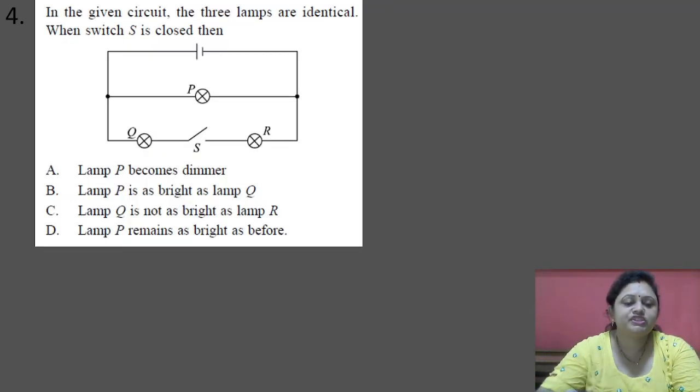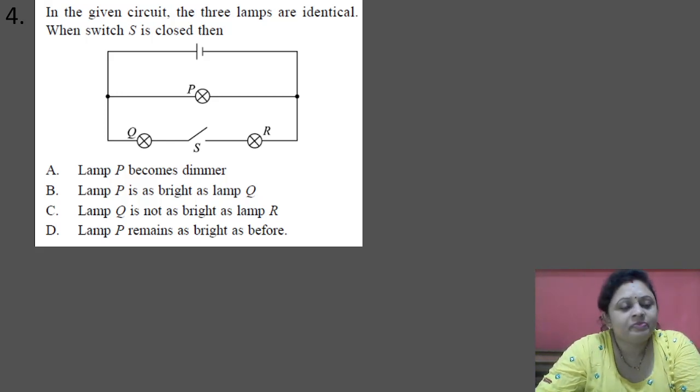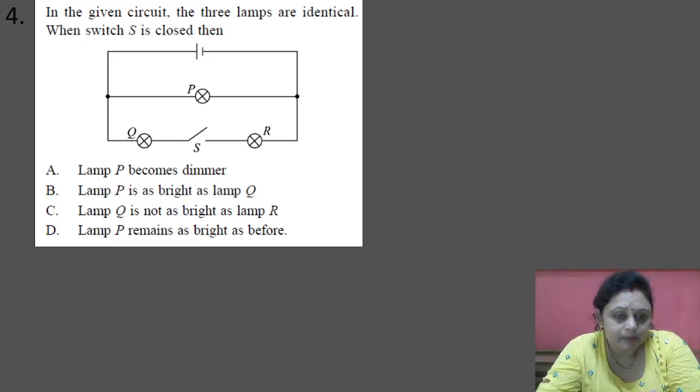Coming to the next question, in the given circuit, the three lamps are identical. When switch S is closed, what will happen? The options are A, lamp P becomes dimmer. B, lamp P is as bright as lamp Q.